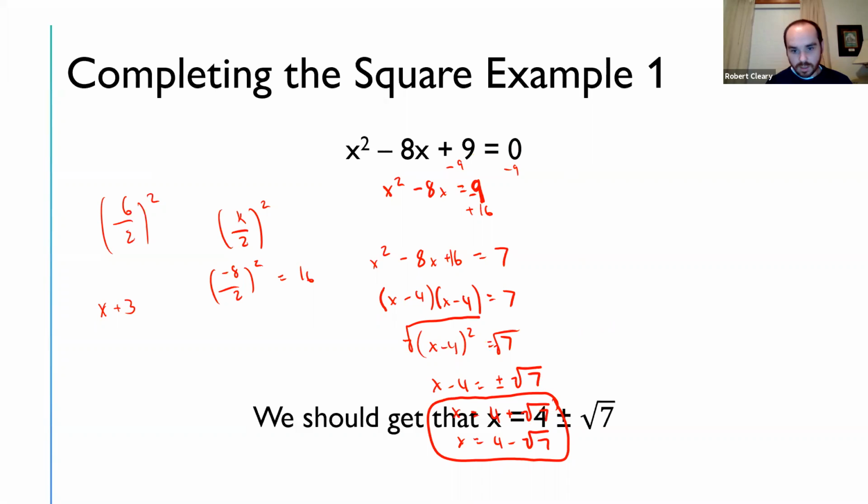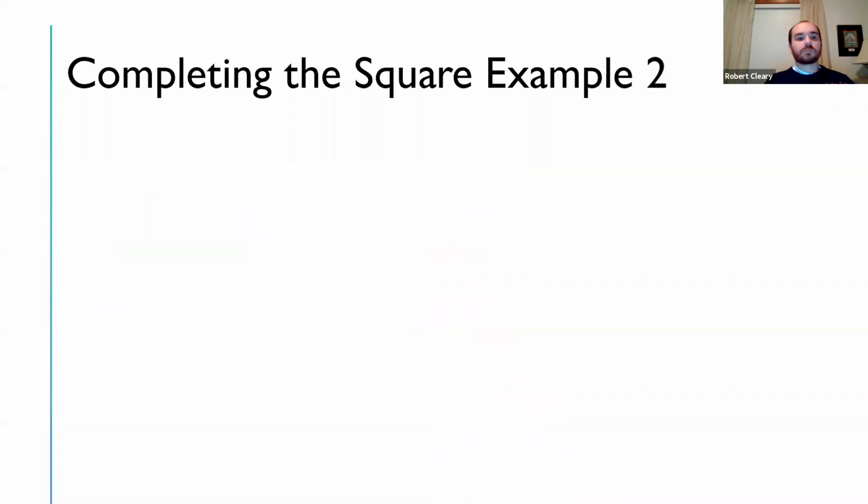That's really in the way, but it does say 4 plus or minus the square root of 7. And you can write it out like this, 4 plus square root of 7 and 4 minus square root of 7, or you can just do plus or minus when you're doing completing the squares. They're the same thing.